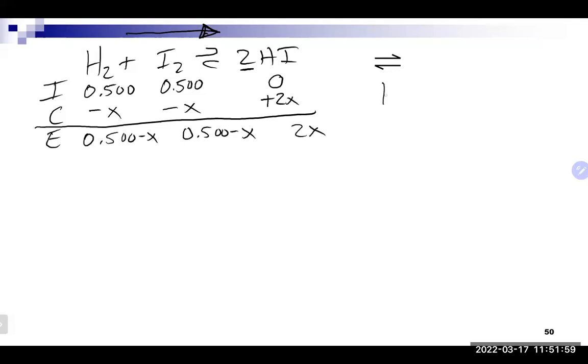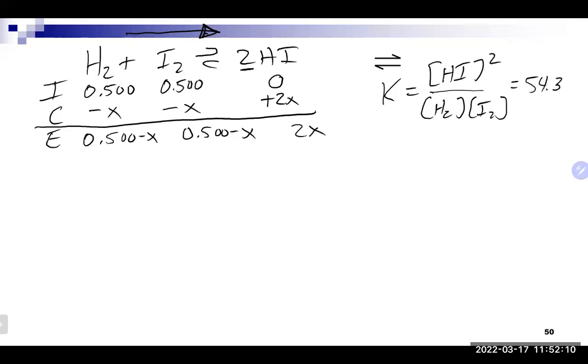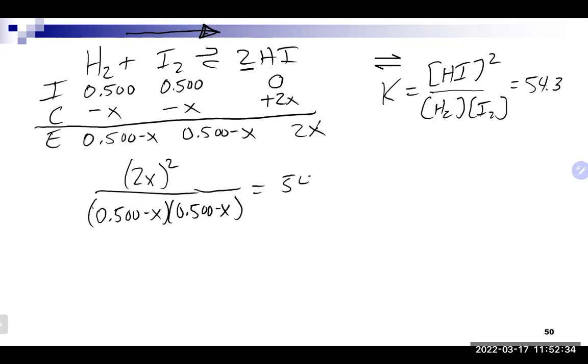At this point, we will go into our equilibrium expression as we had there on the previous page. So at this point, what we're going to do is, again, take everything that's on the equilibrium line, put it into that expression, and then obviously solve for x. That would get us basically 2x squared up on top. That would give us 0.5 minus x times 0.5 minus x, going to equal our 54.3 at this point.